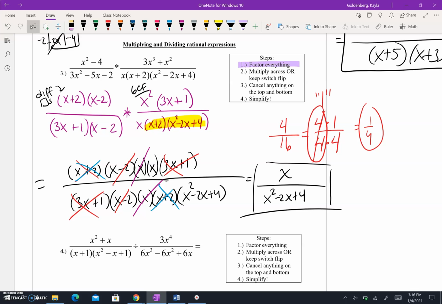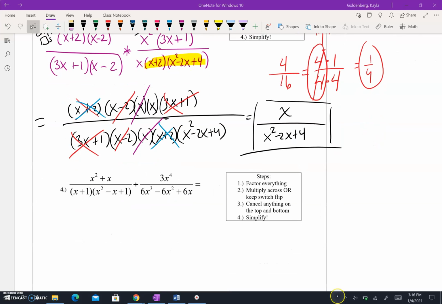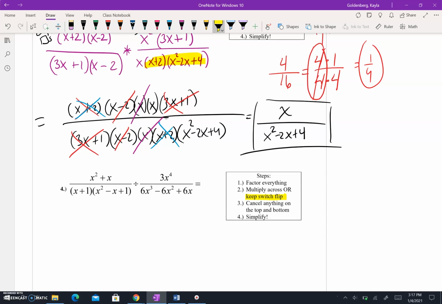Our next one is going to be a really similar process, except the only thing that's going to be different is instead of step 2 being multiply across, we're going to do the keep, switch, flip. So I'm just going to highlight that to remind us that we're doing keep, switch, flip, or keep, change, flip.